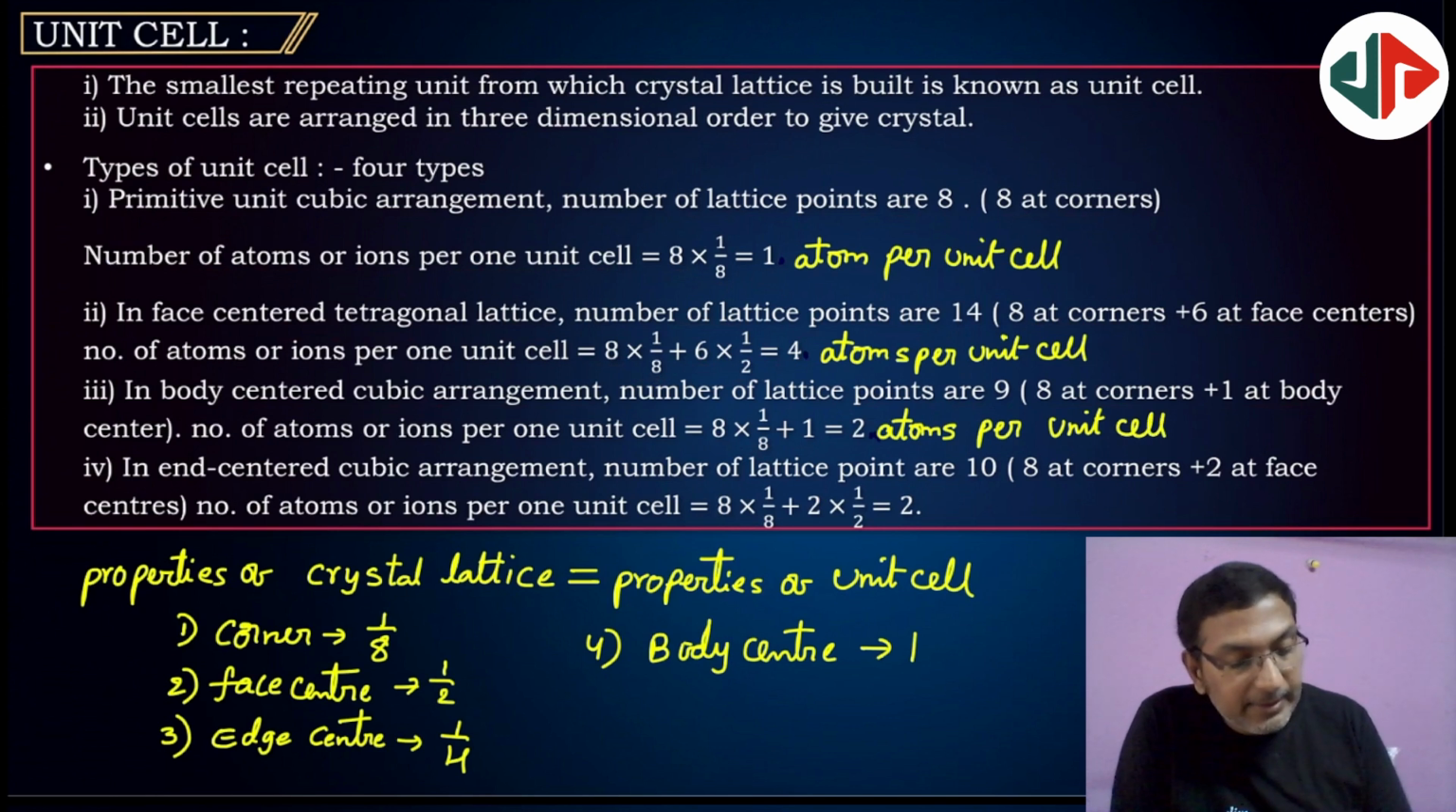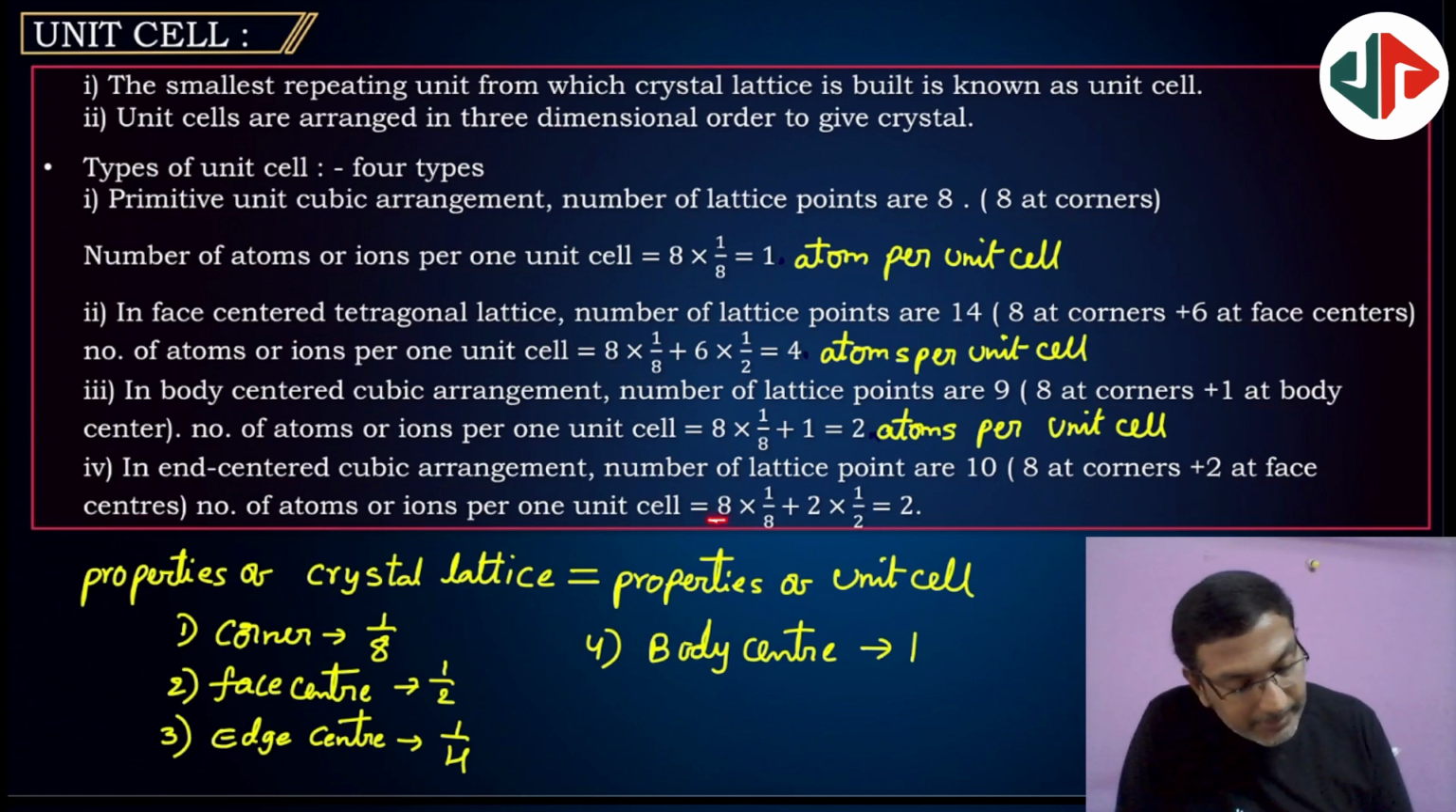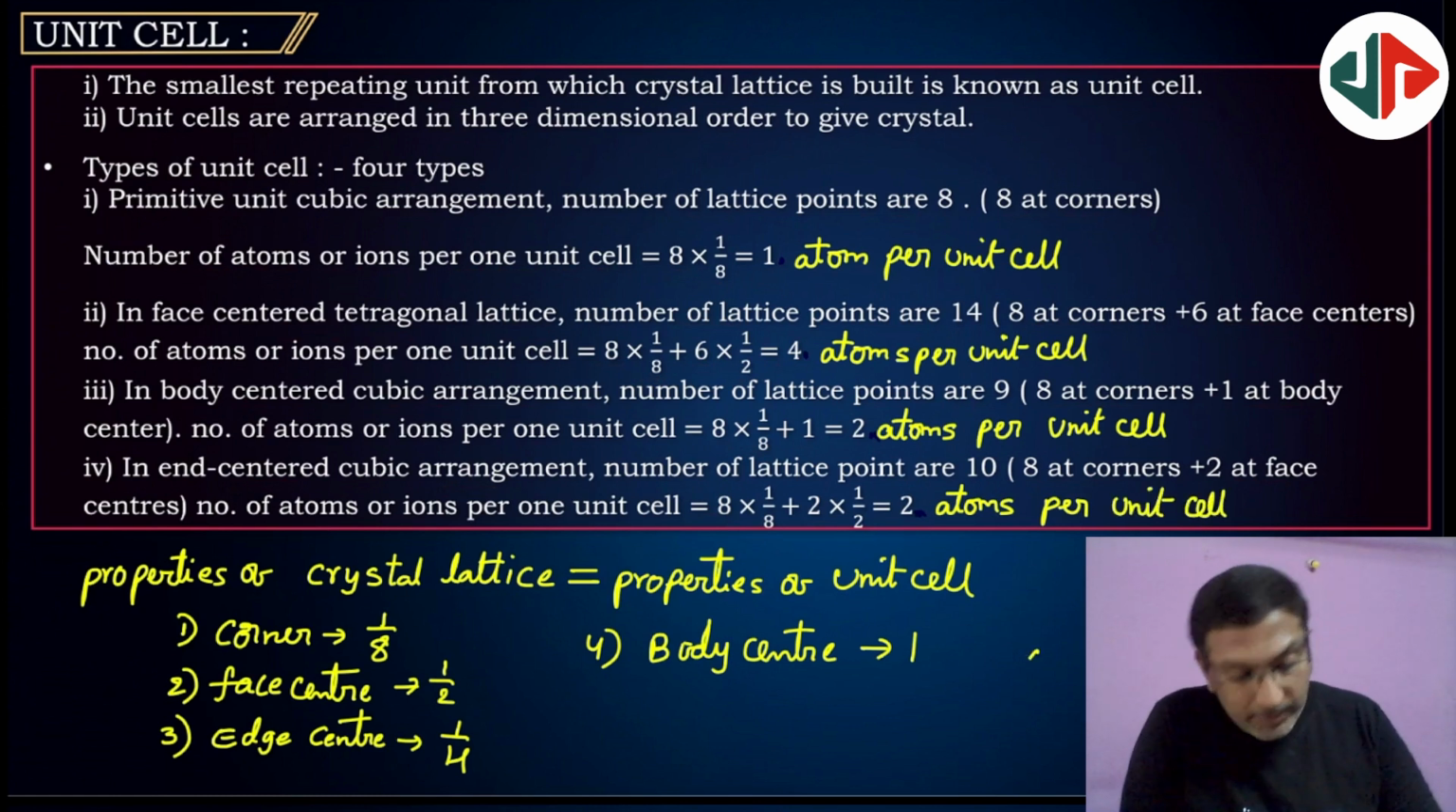Next, end face centered. So, particles at 8 corners and centers of any two opposite faces. That means 8 into 1 by 8 plus 2 into 1 by 2. Therefore, total 2 atoms per unit cell. Remember this. Very, very important.